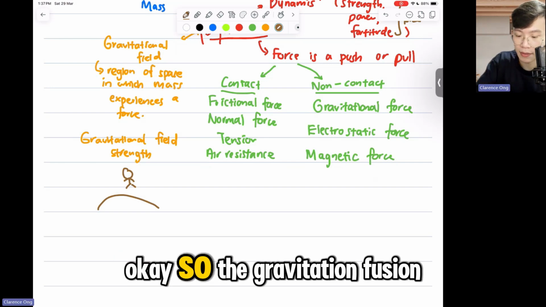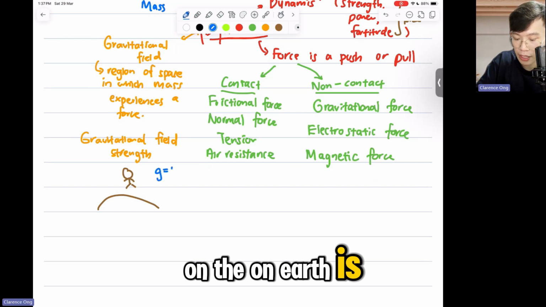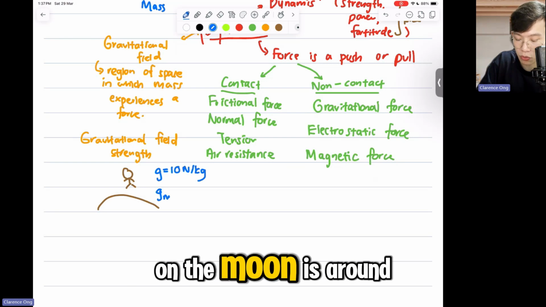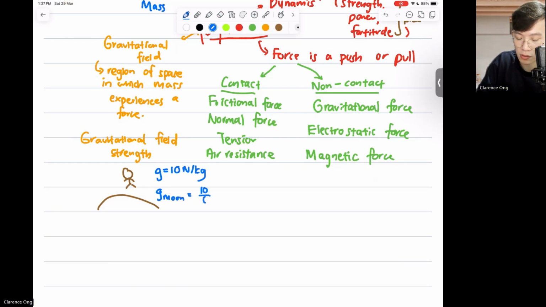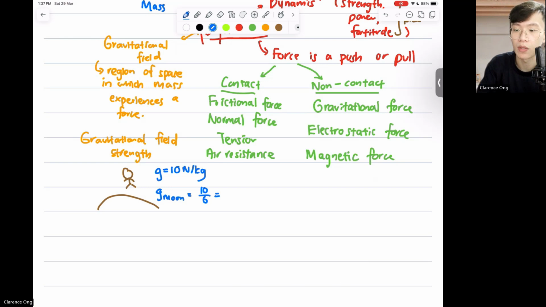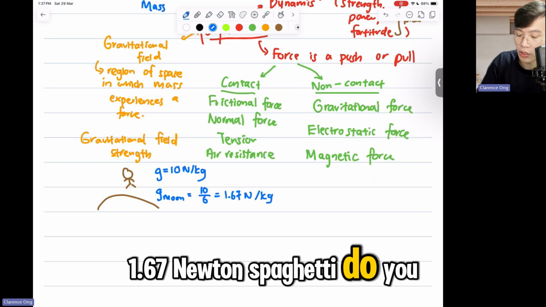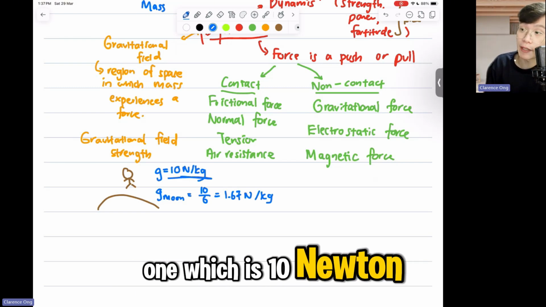So the gravitational field strength on Earth is 10 newtons per kg, and the gravitational field strength on the Moon is around 1/6 of that, so 10 over 6, which is, let me just get my calculator and we can figure out this number, 1.67 newtons per kg. Do you need to memorize this number? You only need to memorize one, which is 10 newtons per kg.